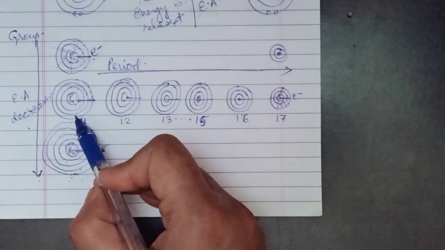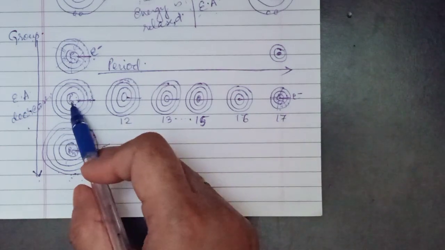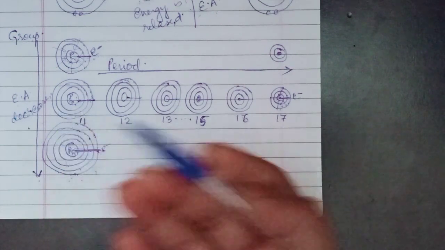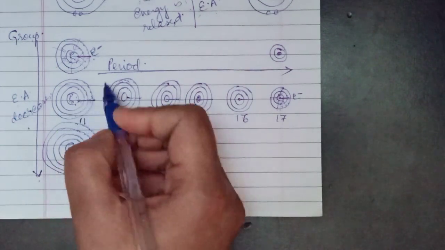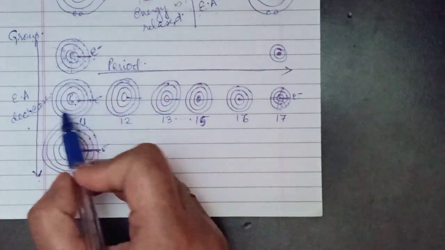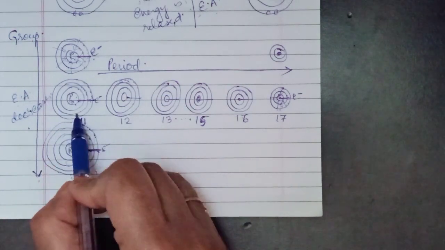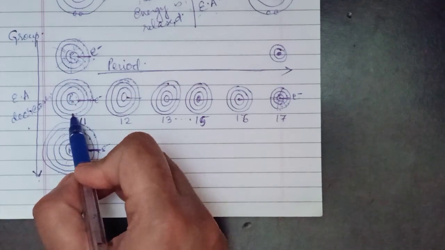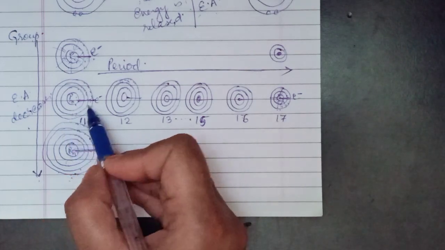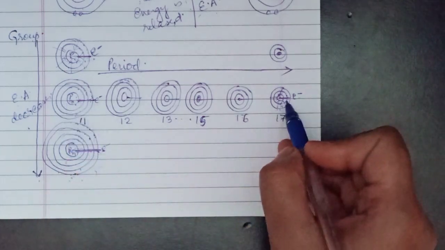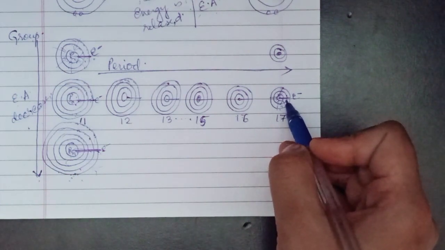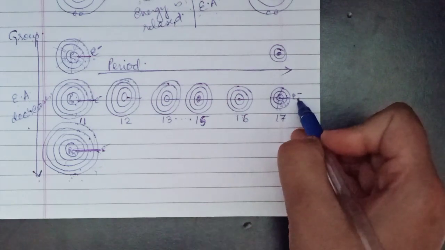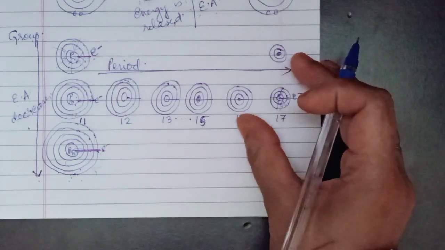Here the size of the atom is bigger as compared to this, so the nuclear pull will not have that much strength to attract the electron toward itself due to the size of the atom. Here the size of the atom is bigger, so the nuclear pull will be a little weaker due to the big size, and here the nuclear pull will be very strong due to the small size, and if you are putting an electron here, it will get attracted by the nucleus very easily.